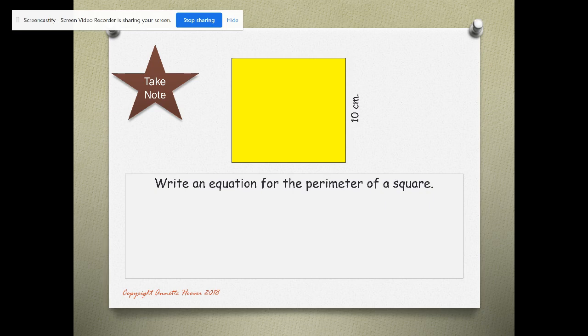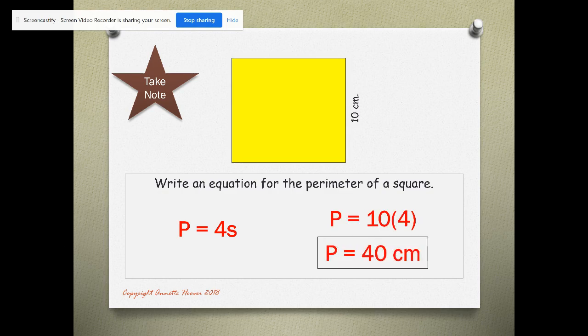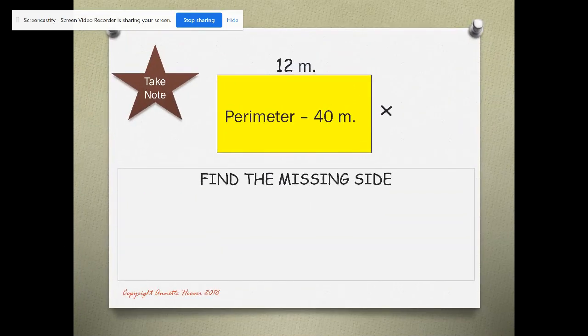All right, so these are the basic equations. Now I'm going to show you how we're going to use them in something that's a baby step up from that. In this rectangle, you are given the perimeter. We know what the entire length is, which is 40 meters right here. We know the base, but the height we do not know.